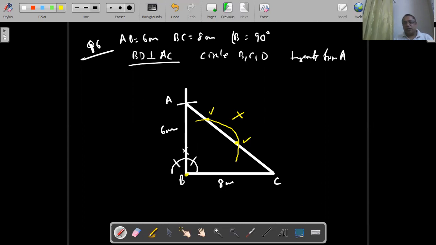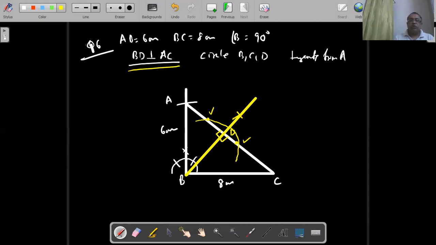So from B, again I'm repeating, you select a suitable radius such that it cuts AC at 2 points. You will get 2 intersection points. From these 2 intersection points, you're going to cut this arc. Now once you do that, you can join B to that point. And when you do that, you will realize that BD will be perpendicular to AC. So this is how we draw BD perpendicular to AC.